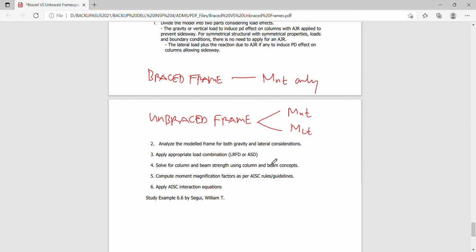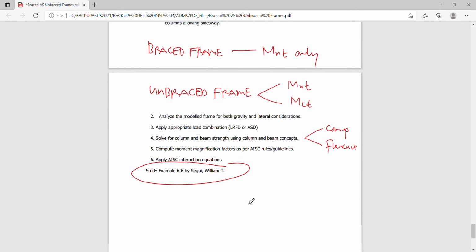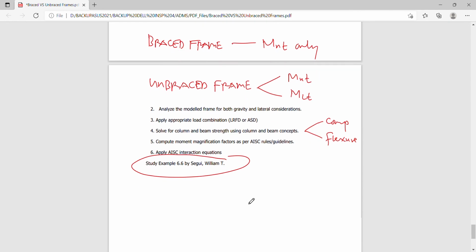So for step number 4, solve for the column and the beam strength using column and beam concepts. Okay, so this is a concept on compression members and flexural members. Compression and flexure. Compute the moment magnification factors as per AISC rules and guidelines and apply the interaction equations. Okay, I'd like you to study example 6.6 to give you a better idea of what the procedure is all about, and I will be giving you some problem sets to consider in relation to this topic on frame analysis.